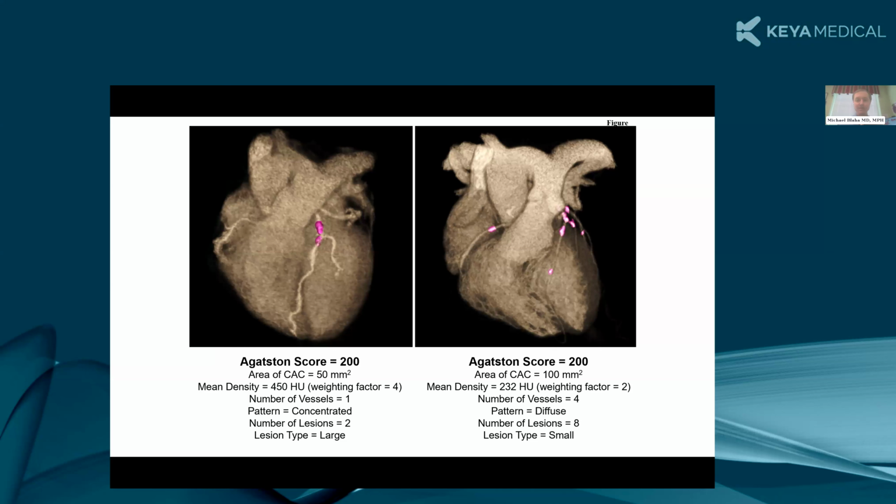Their area of calcium is different. Their density of calcium is different. The distribution of calcium is different. If you were to look at the pattern of calcification, it's different. The number of individual lesions, and also the lesion type, is different. So one of the questions we're going to ask is, what is the plaque correlate of this? And then can AI tell us more about even patients in primary prevention in the future?